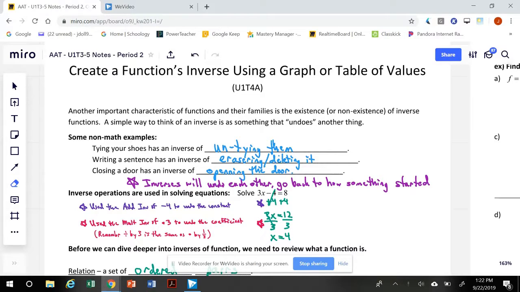So let's just start by talking about what an inverse is. These are some real life inverses: tying your shoes, untying, writing a sentence, erasing or deleting it, closing a door or opening a door, right? And here's the idea: inverses will undo each other. If you start with the door shut and you open and then close it, you go back to where you started. And if you start with tied shoes and then you untie them and retie them, you've now performed both inverses and you're back to where you started.